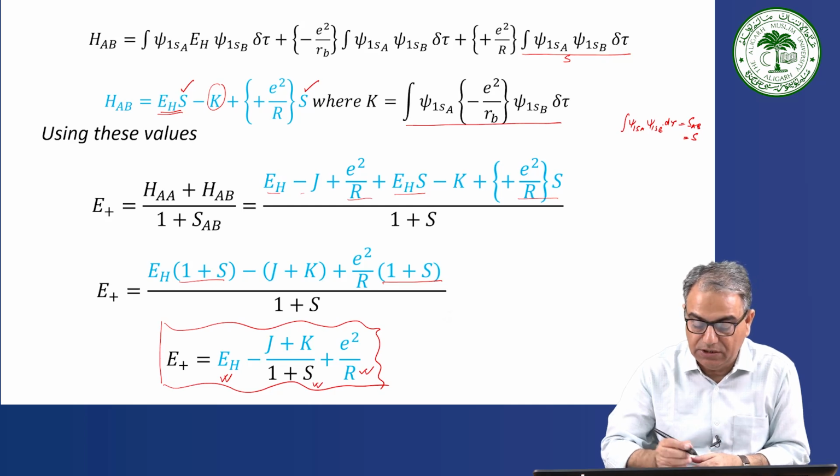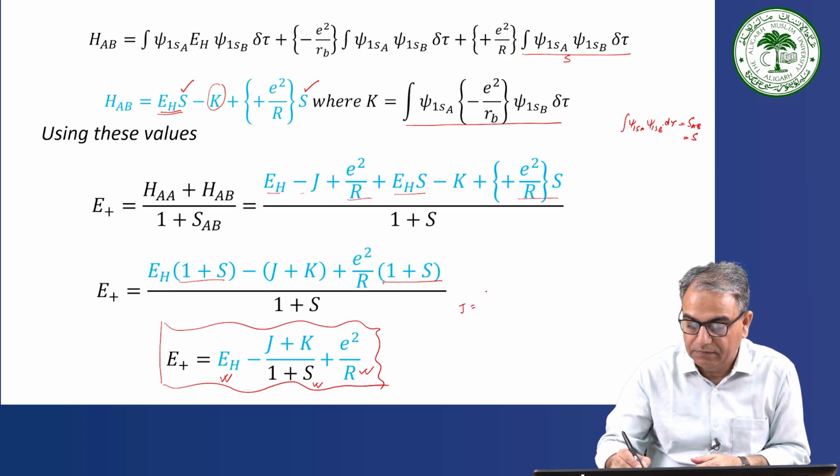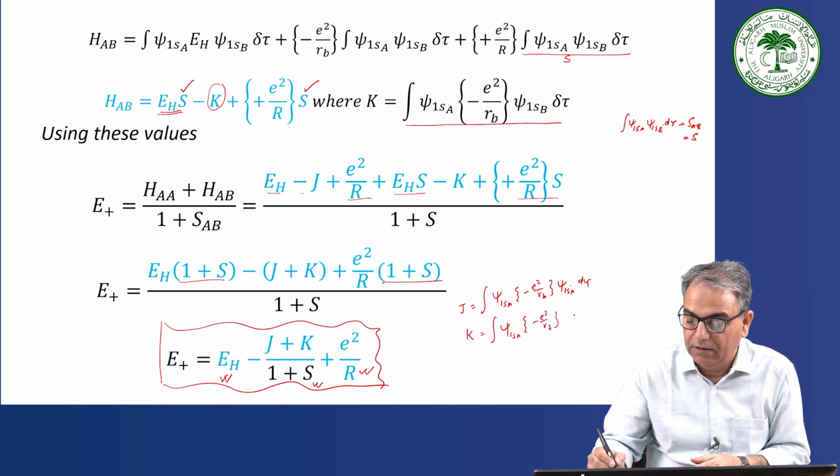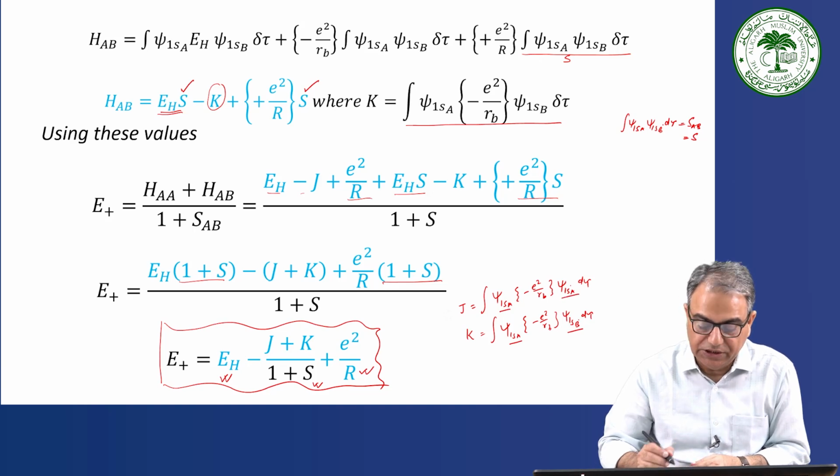And what are the J and K integrals? J integral is psi 1SA, minus e square by RB, psi 1SA d tau. K integral is psi 1SA, minus e square by RB, psi 1SB d tau. It's a very small difference. In J you have the same wave function, in K two different wave functions. Okay. So this will give you the value of E plus.